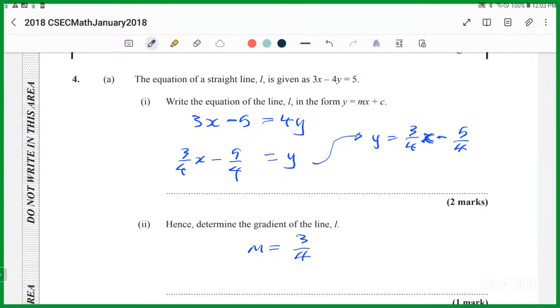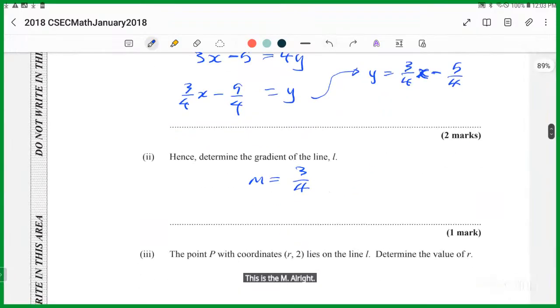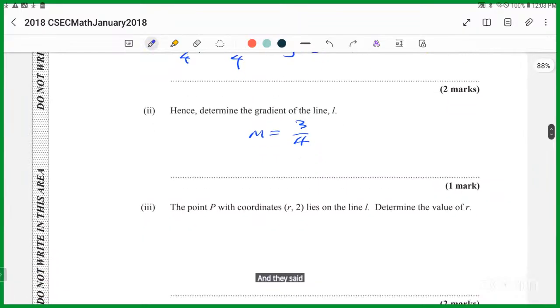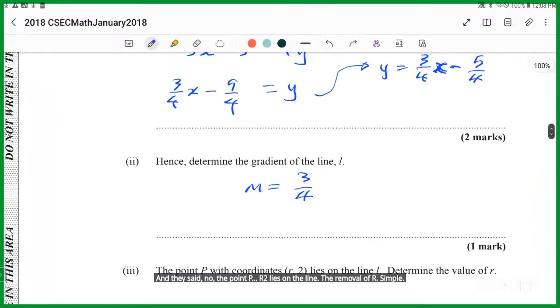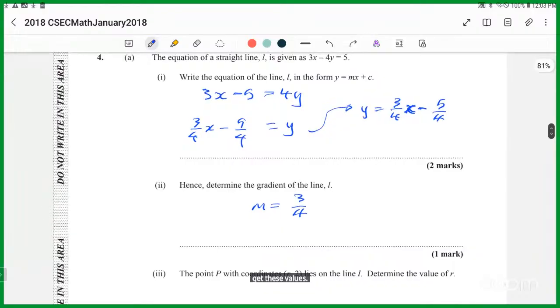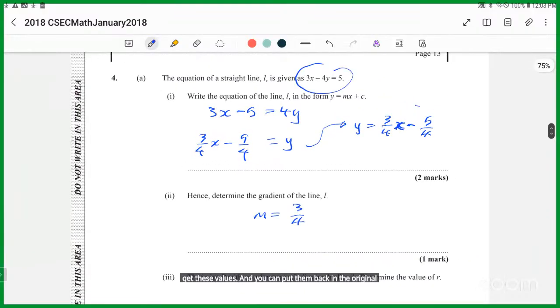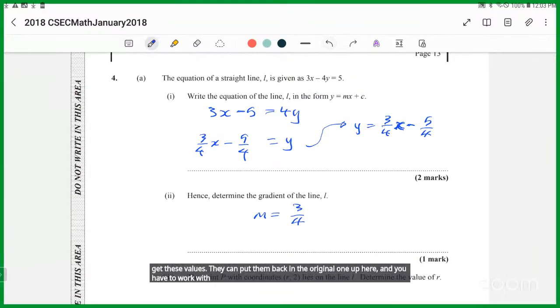That is it. The gradient is m equals 3 over 4. This is the m. Then they said now the point P(r, 2) lies on the line. Determine the value of r. Simple. I take these values. You can put it back in the original one up here and you don't have to work with this.